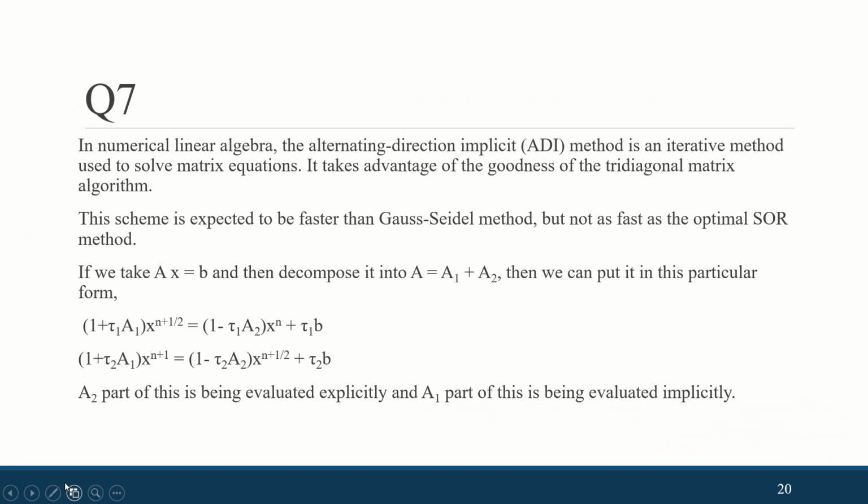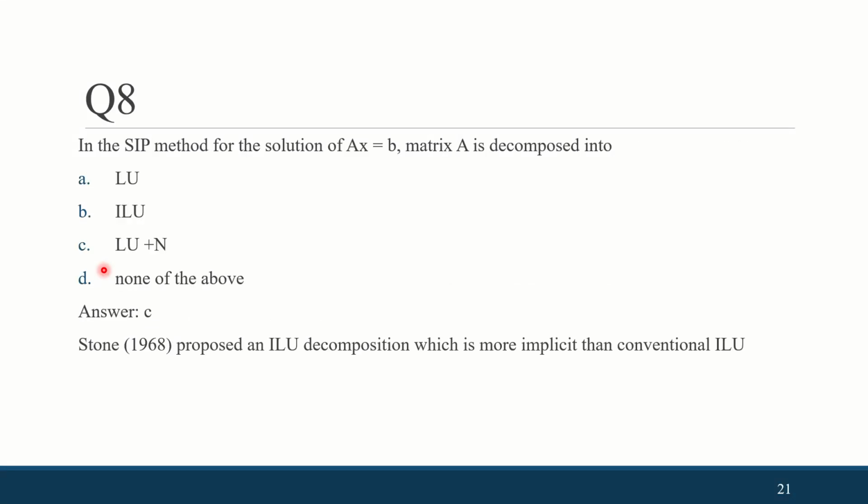Here we can see, this one is A1 and this is A2. A2 is evaluated at the nth time step, so we know that. So A2 is evaluated explicitly, whereas A1 is evaluated at the n plus half time step, which we do not know, right? So this is evaluated implicitly. Similarly, here also A2 is known, A1 is unknown. I hope this is clear. Now we'll move on to the next problem, question 8.